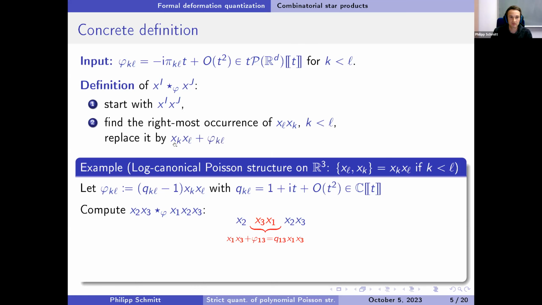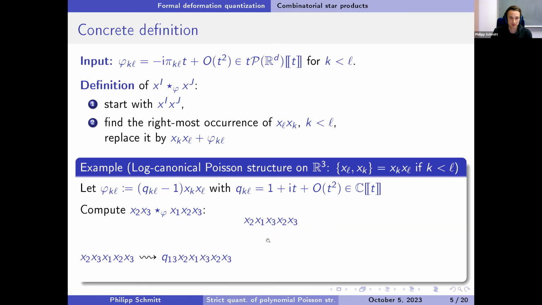And now we're going to replace this just by xk, xl plus phi kl. So we're going to replace x3, x1 here by x1, x3 plus phi 1, 3. And due to the choice that I made up here, this is nothing else than q1, 3 times x1, x3. And now you might see why I chose this notation with q's, because now the coordinates x3, x1, when you commute them, you pick up a factor of q. Okay, so this would be the first step.